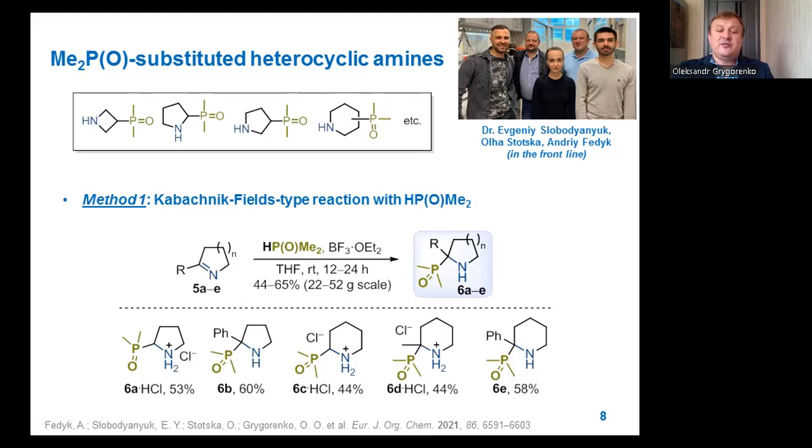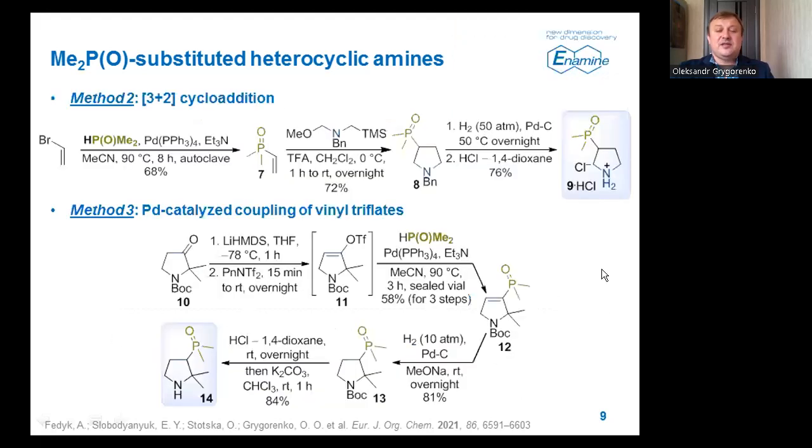The compounds were obtained in moderate to good yields on a large scale, so that multi-gram preparation of all these compounds became possible. For the synthesis of beta-substituted pyrrolidine derivatives, we envisaged a 3+2 cycloaddition of the corresponding azomethine ylide to the phosphine oxide 7 bearing a vinyl moiety at the alpha position to the phosphorus.